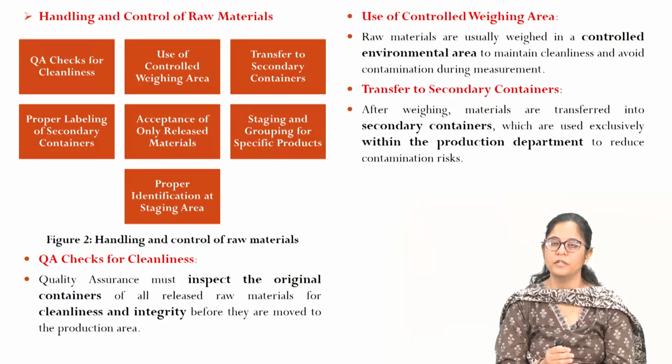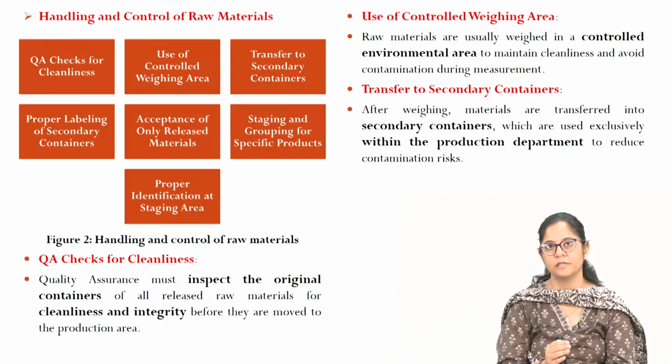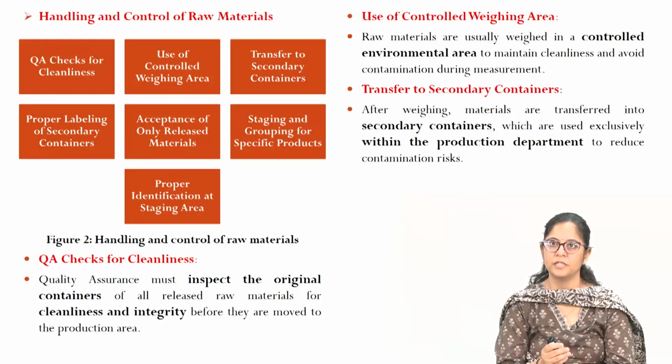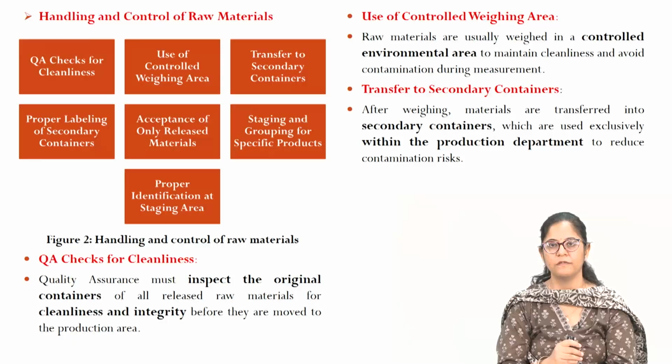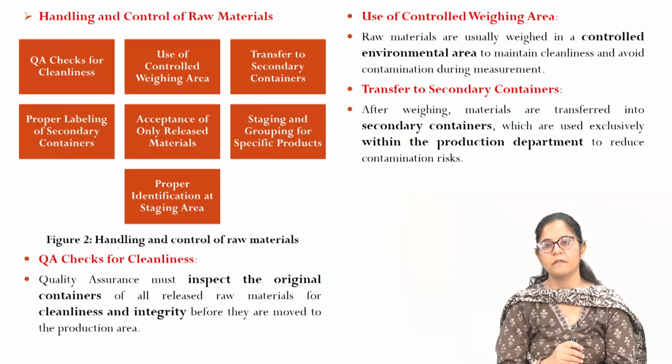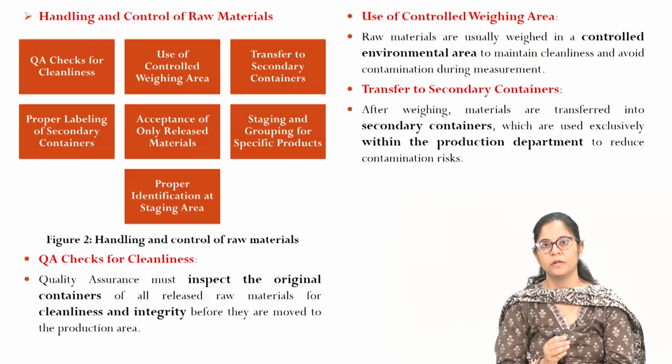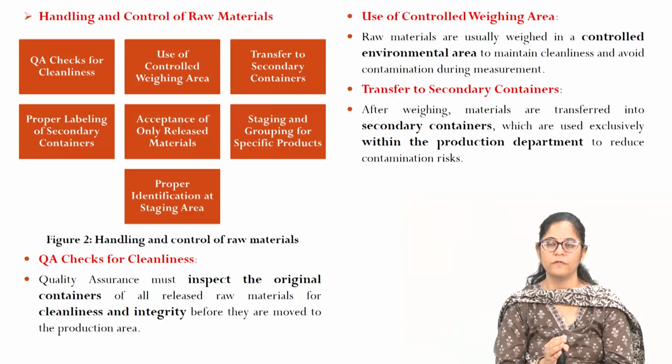Now, the handling and control of the raw materials is done first by the QA, that is the QA checks for the cleanliness, use of the controlled weighing area, transfer to the secondary container, staging and grouping of specified products, acceptance of only released materials, proper labeling of secondary containers and proper identification of the staging areas. These have to be done while the working formula is being prepared.